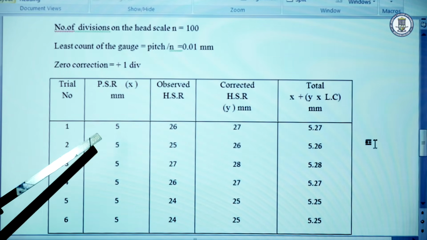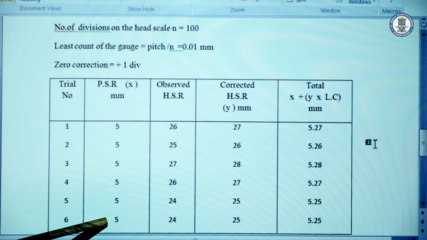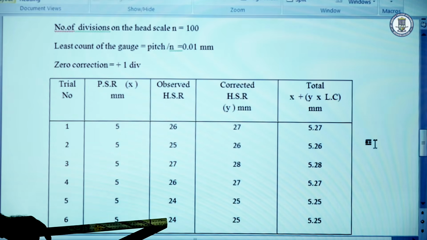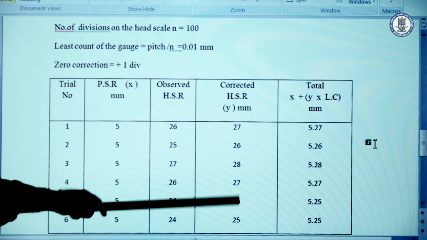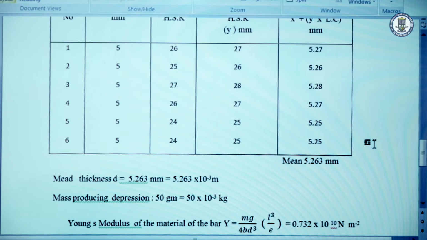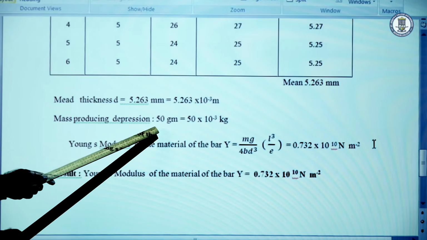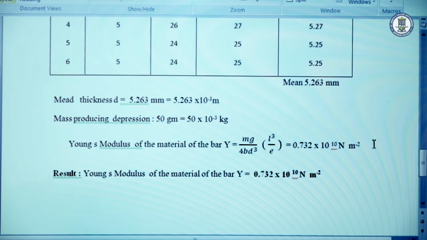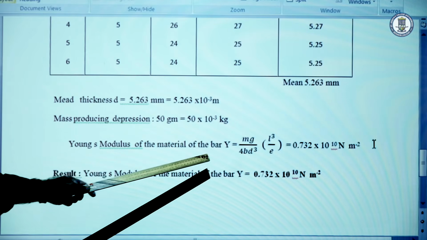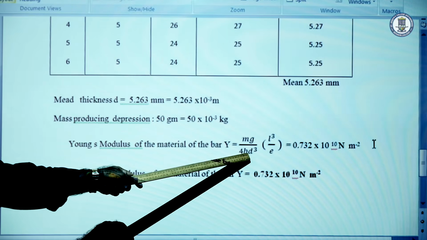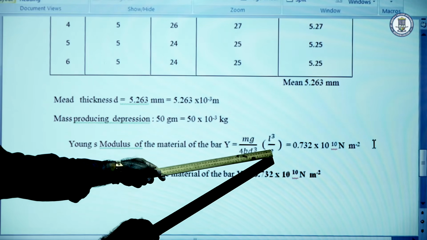Then to find the thickness of the bar, the pitch scale reading is noted 5 times or 6 times. The corresponding HSR is noted in each case, the corrected HSR, and the total is calculated. Then we obtain the thickness as 5.263 millimeter. So, we have the thickness D, and the mass M that we used each time is 50 gram. Now, we can substitute all the values to calculate the value of Y. M is 50 gram, g is 9.8, 4, B we substitute, D, and L cube by E also substitute.